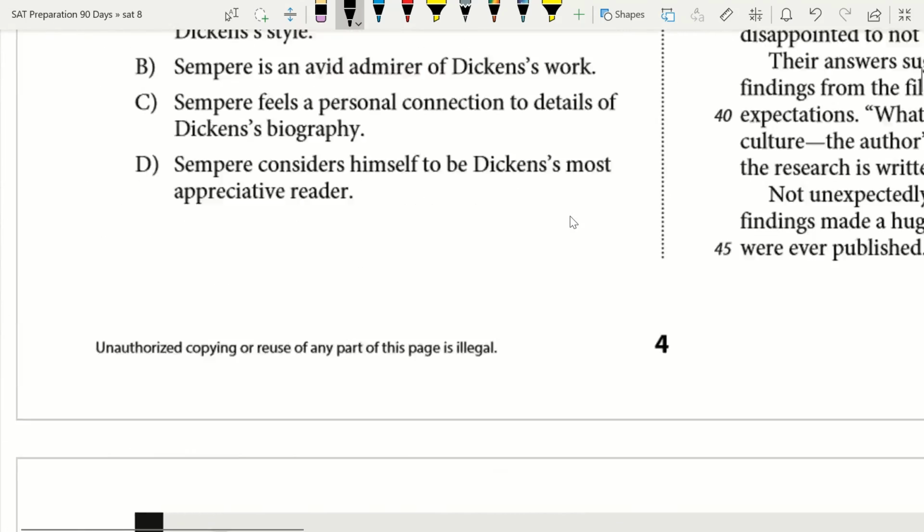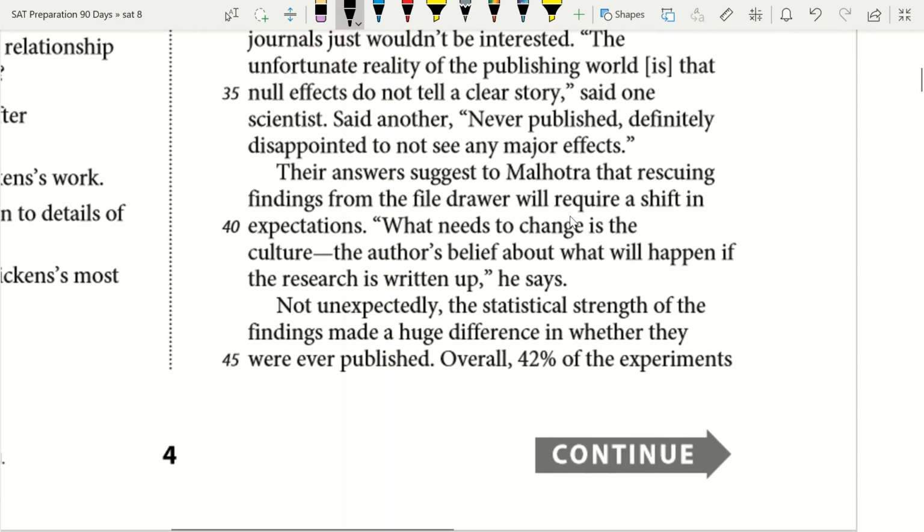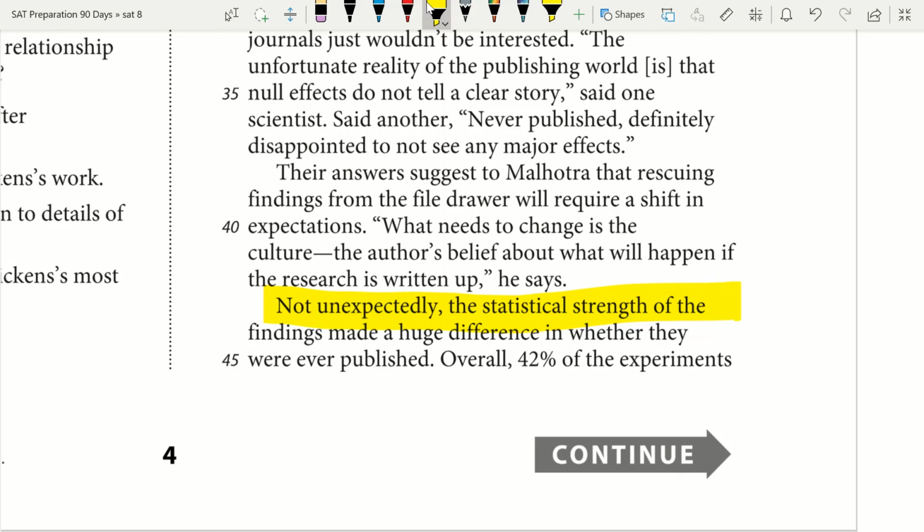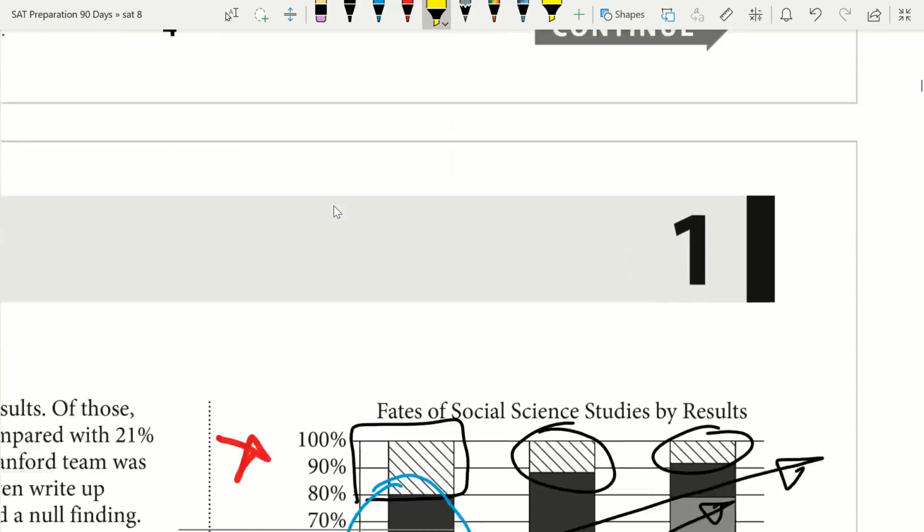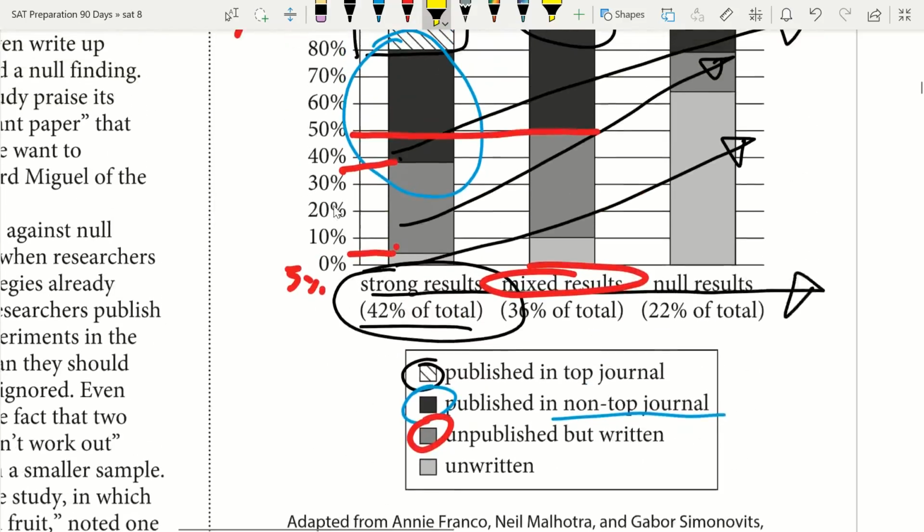So I go up, we got 43 to 45. I'll go ahead and highlight that so you can see it better. We have "not unexpectedly," which just means expectedly, the statistical strength of the findings made a huge difference in whether or not they were ever published. And that is what the graph shows, because we see that the stronger the results that are yielded, the higher the likelihood it is to be published, right?